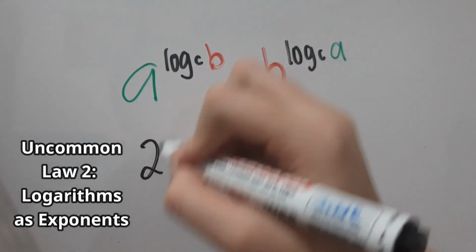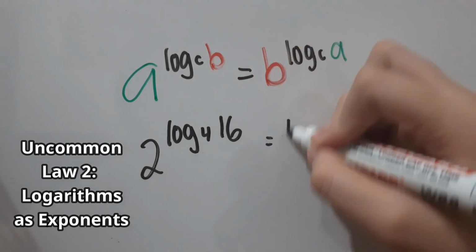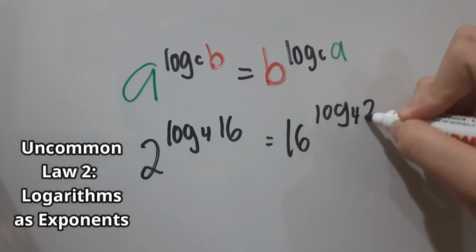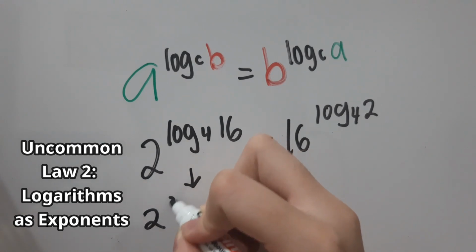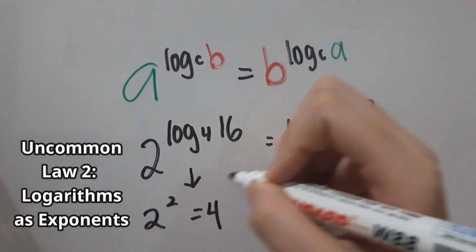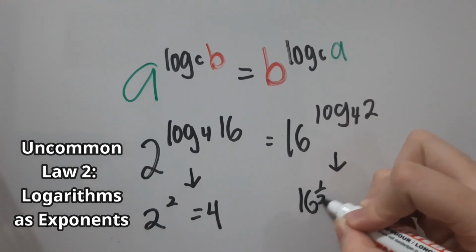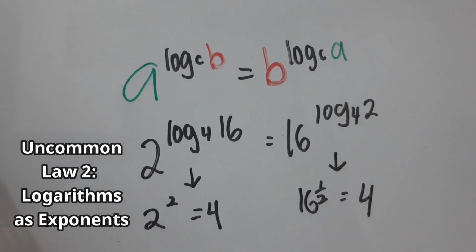If we have 2 to the power of log base 4 of 16, we can simplify that to 2 to the power of 2, which is 4. Similarly, we have 16 to the power of log base 4 of 2, which can be simplified to 16 to the power of 1 over 2. Taking the square root, we get 4, the same answer as 2 to the power of log base 4 of 16.